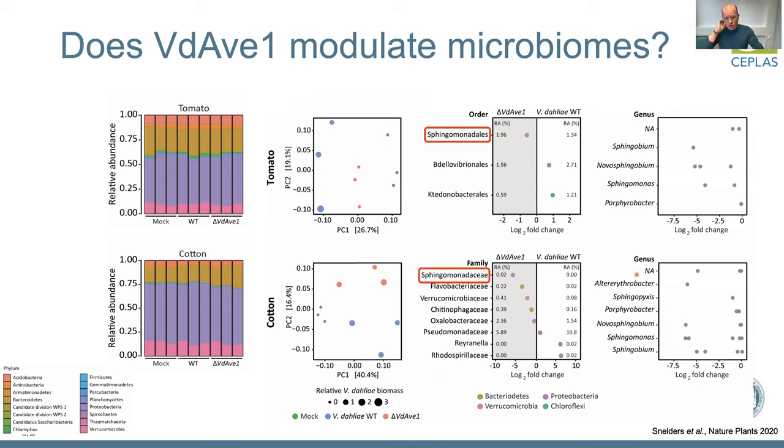And so, while digging deeper, we basically came up with the same genera that seem to be repressed in both of these species. So here in tomato, you will see a repression of Sphingobium, Novosphingobium, Sphingomonas, same species that we also see back here: Sphingobium, Sphingomonas, Novosphingobium. So both in cotton as well as in tomato. So that's when we thought, okay, let these bacteria be our first target to try and find out whether these are specifically targeted by Verticillium during host colonization. And if so, why would the fungus do this?